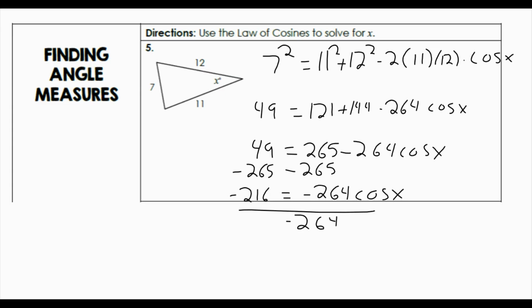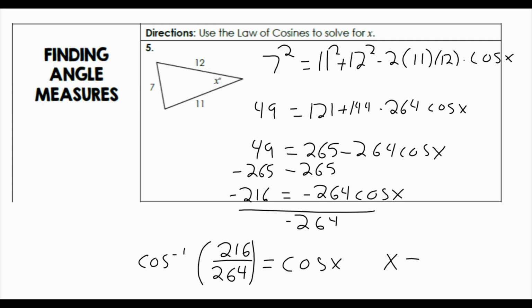Now, negative 216 divided by negative 264, I'm just going to leave this as 216 over 264, as it will give me a better answer in my calculator. This is going to be equal to cosine of x. Now, to get rid of cosine, remember we use cosine inverse. So x will equal the inverse cosine of 216 over 264, which I plug into my calculator and get 35.1 degrees. So x is 35.1 degrees.